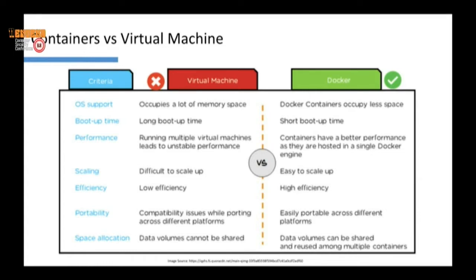Space allocation-wise, in virtual machines the data volumes cannot be shared because everybody has their own operating system and OS data volumes, whereas Docker containers share the same operating system, so they can easily share the same data volumes. So these are the common differences.